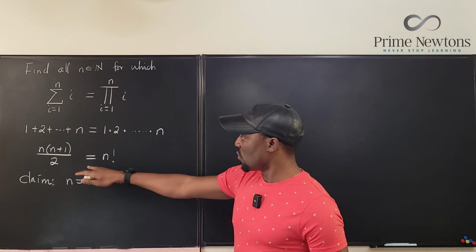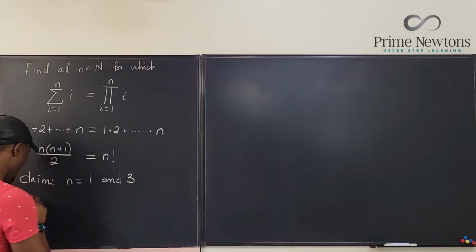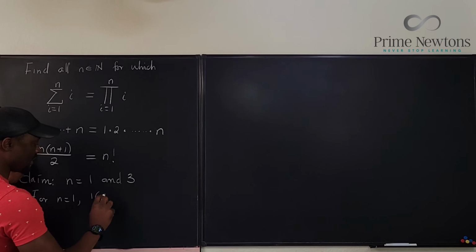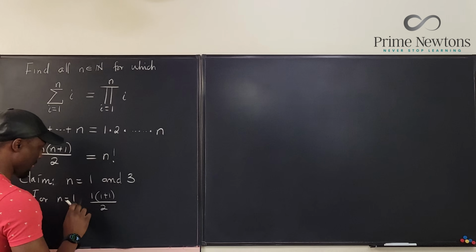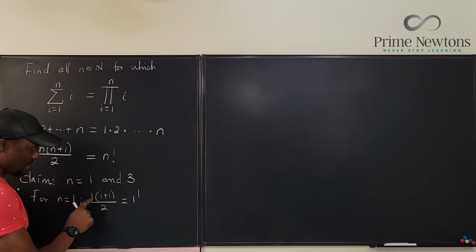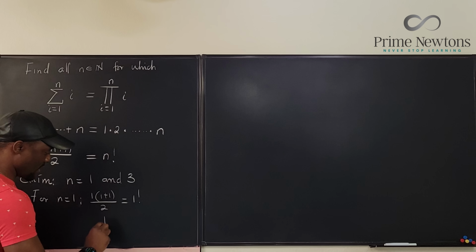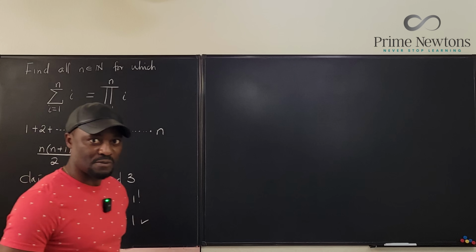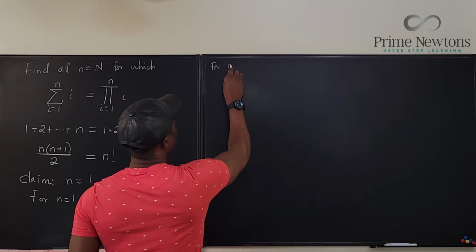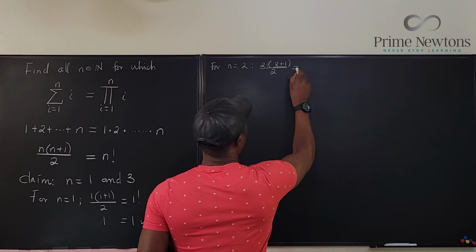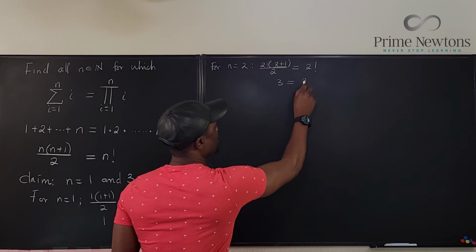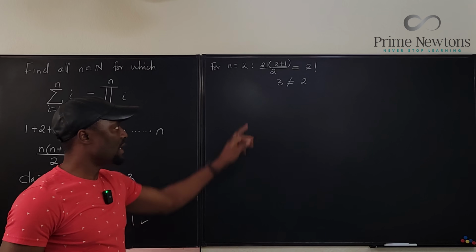And I can show you that, because when n equals 1, let's do it. For n equals 1, we have 1 times (1 plus 1) over 2 equals 1 factorial. Is this true? Well, this is going to be 1 times 2 over 2, which is 1, is equal to 1. So my claim is true. Now, it is not true for n equals 2. For n equals 2, we have 2 times 3 over 2 equals 2 factorial. Well, this is going to give me 3 equals 2. 2 factorial is 2. They're not equal, so it doesn't work here.